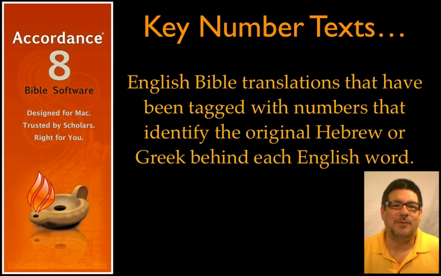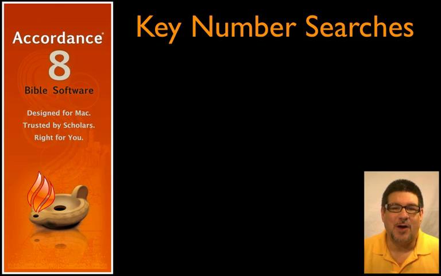Accordance meets this need with key number texts. These are English Bible translations that have been tagged with numbers that identify the original Hebrew or Greek word behind each English word. Once you know how to use them, you'll be able to dig deeper into the Bible than ever before. In this podcast, we'll address 4 common questions.